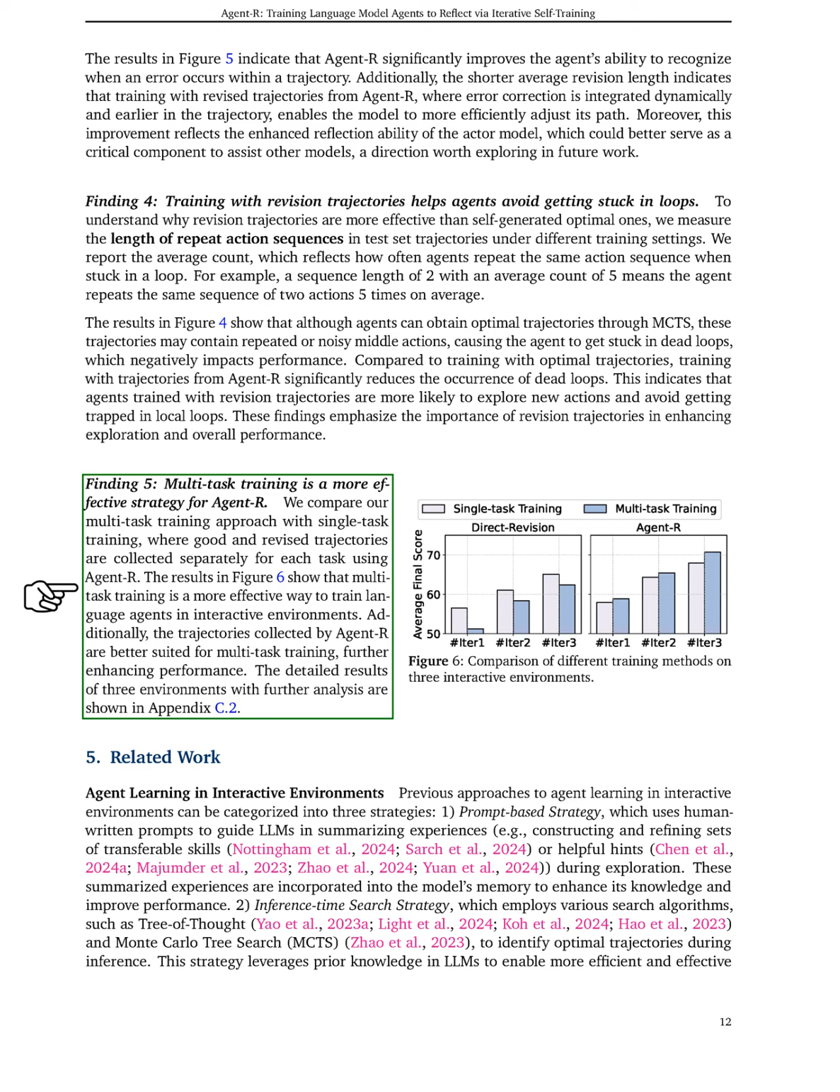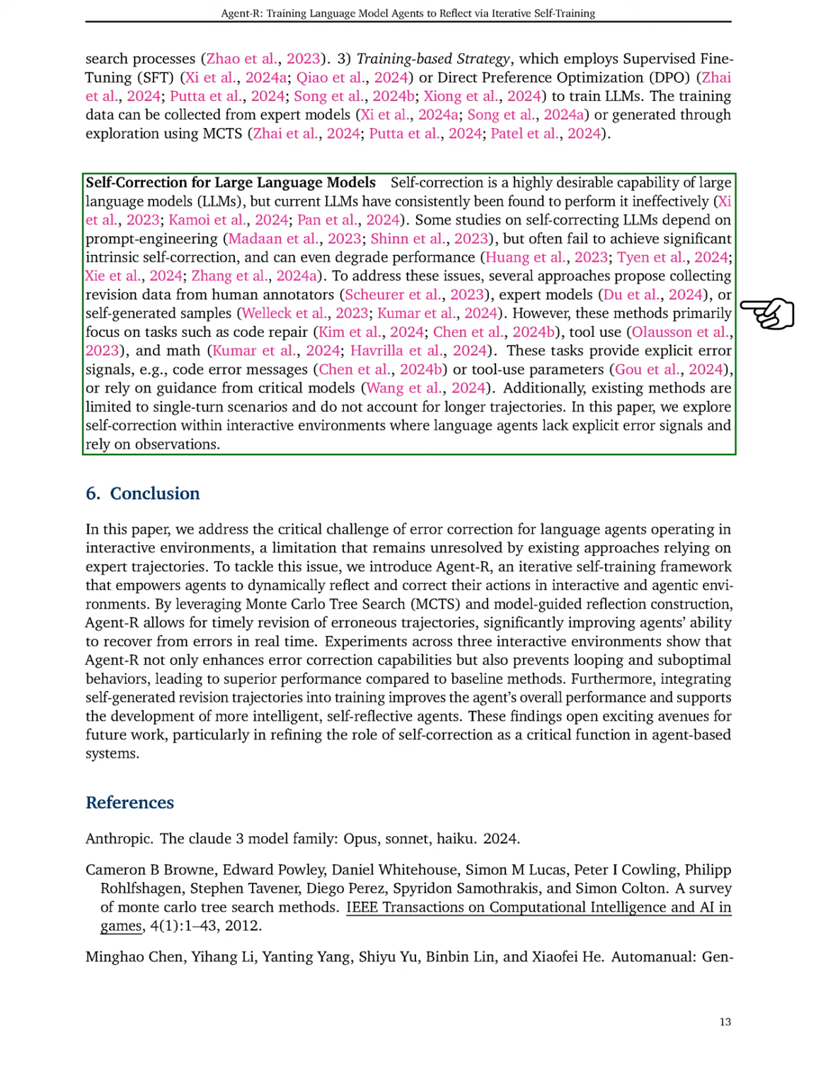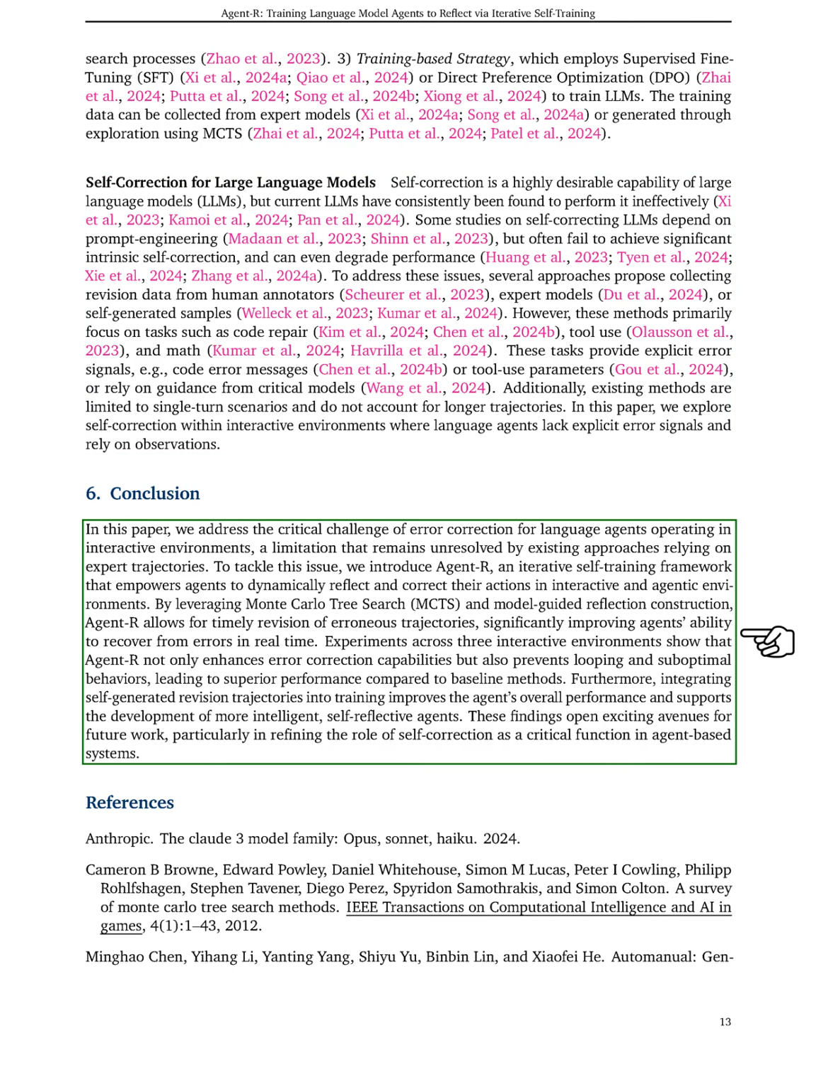Lastly, we address self-correction in large language models, LLMs. While self-correction is a valuable capability, current LLMs often struggle with it. Some studies rely on prompt engineering but fail to achieve significant self-correction and may even degrade performance. To tackle these challenges, various approaches suggest collecting revision data from human annotators or expert models, but these methods typically focus on specific tasks with clear error signals. Our paper explores self-correction in interactive environments where agents do not have explicit error signals and must rely on their observations.